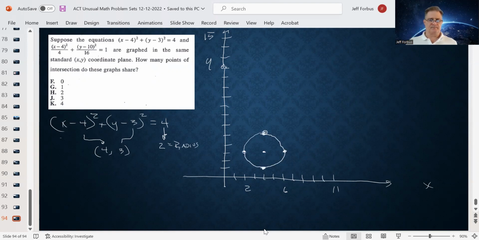Okay. So this is (4, 3) in the center. And this point up here is going to be 4, 1, 2, 3, 4, 5, so (4, 5).